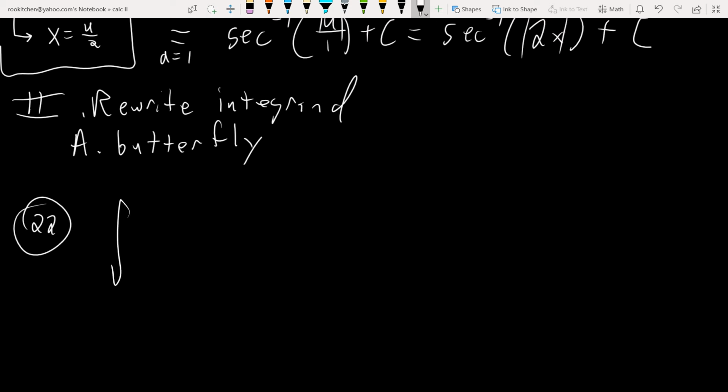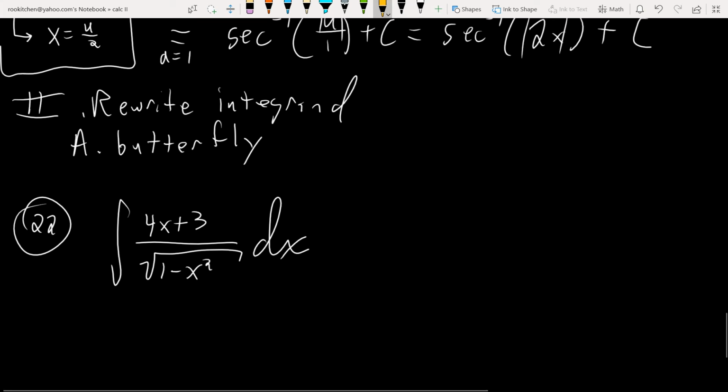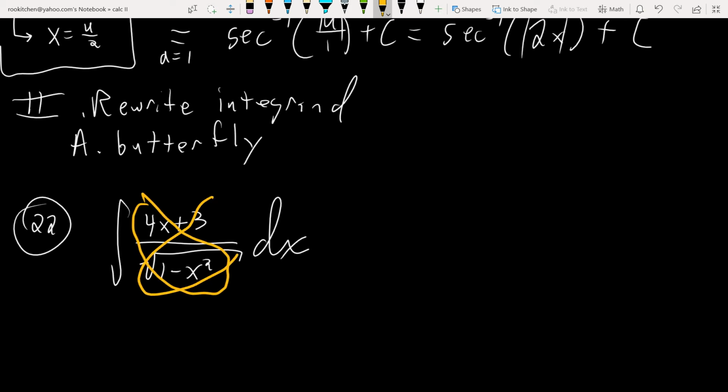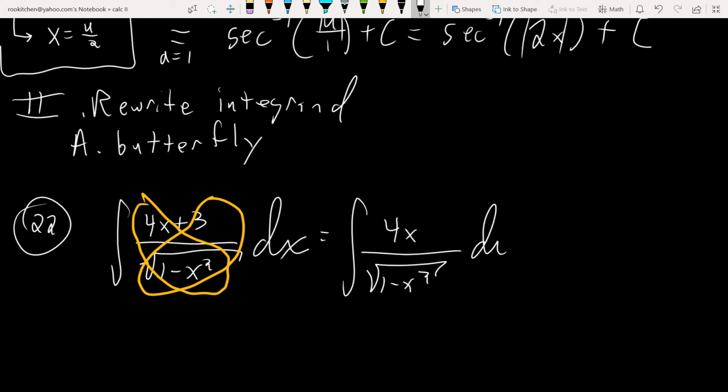So like number 22, we have the integral of 4x plus 3 all over the square root of 1 minus x squared dx. So it kind of looks like it has that sine inverse form. We're going to need the butterfly, right? So I'm going to rewrite it as the integral of this over this plus the integral of this over this and hope things work out for the best. Okay, so let's see that. So I have the integral of 4x all over the square root of 1 minus x squared dx plus the integral of 3 all over the square root of 1 minus x squared dx.